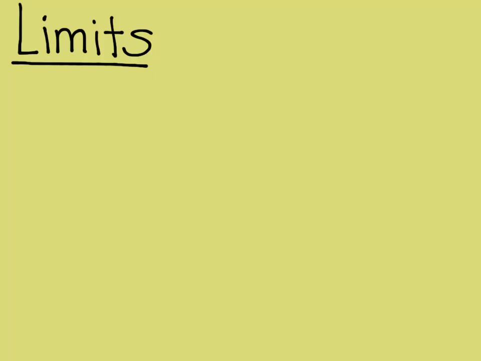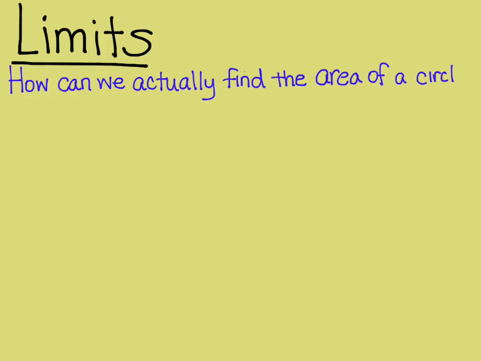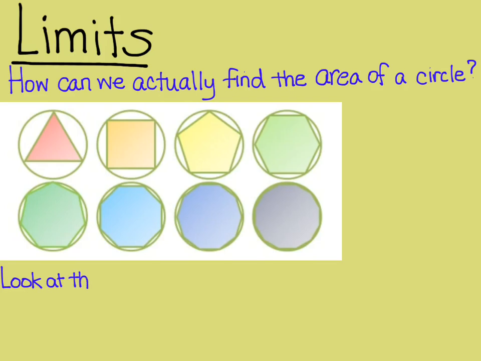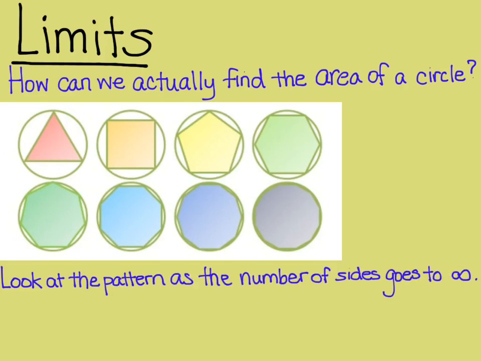The following video is on limits. How can we actually find the area of a circle? If we look at the following diagram, we see that we have a bunch of polygons inscribed inside of a circle. Since we know how to find the area of a polygon, what we can do is look at the area of each of these polygons and look at what happens as the number of sides of the polygon goes to infinity.